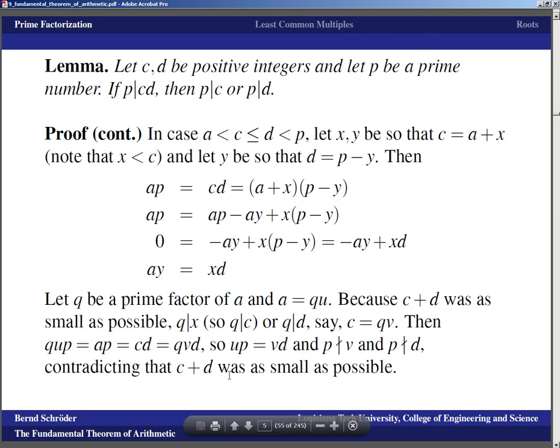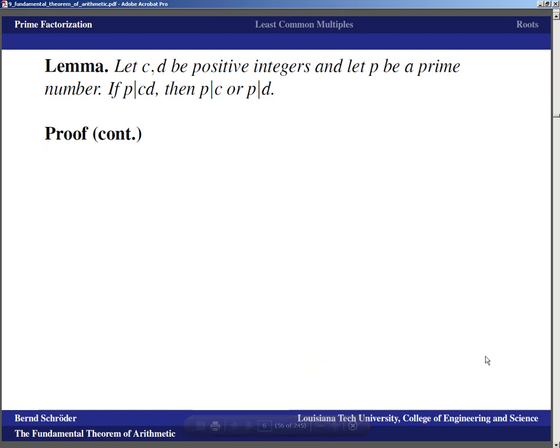But that contradicts that c plus d was as small as possible, because you see v is a divisor of c, and that means v is smaller than c, and d is of course d, so v plus d would be smaller than c plus d. Okay, that takes care of the first case.